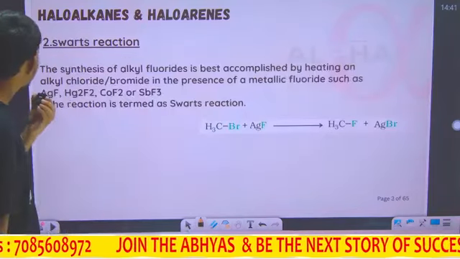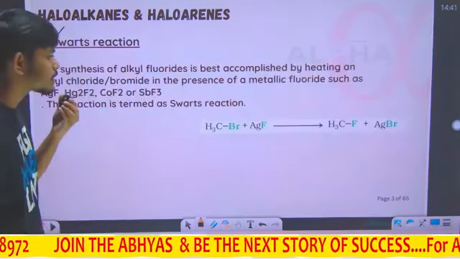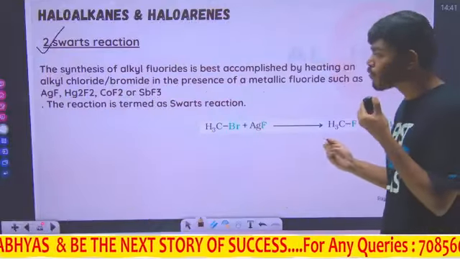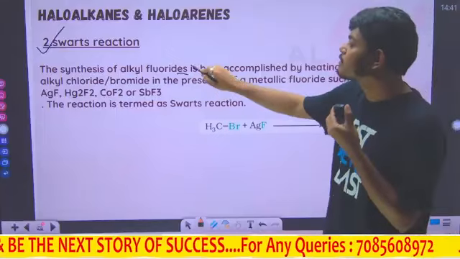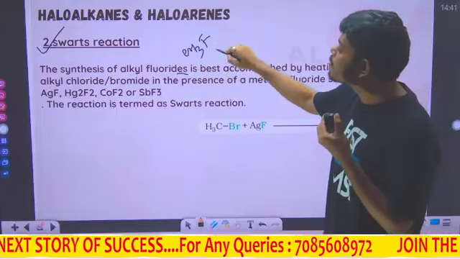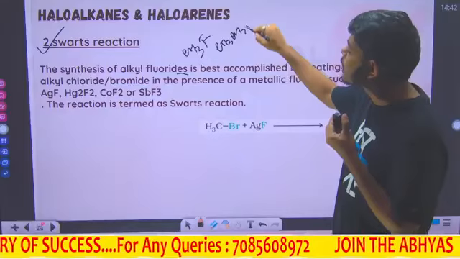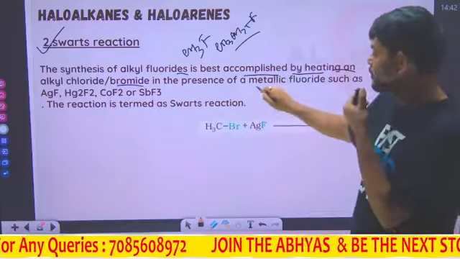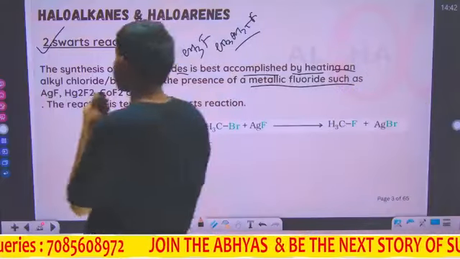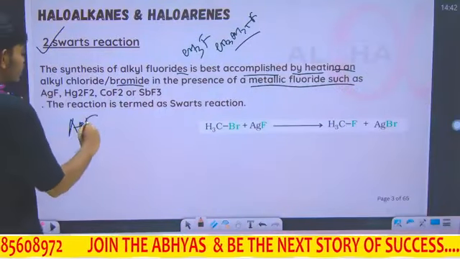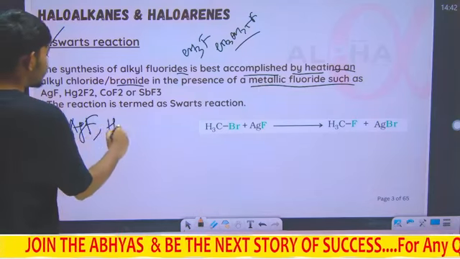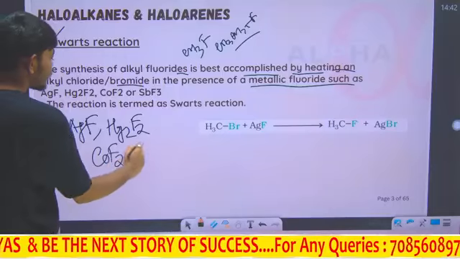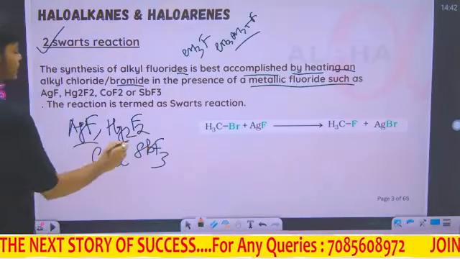Moving on, we have the Swarts reaction, a very important reaction. In the last reaction we added iodine, and here we are going to add fluorine. Synthesis of alkyl fluorides, that is CH3F, CH3CH2F, all these compounds is best accomplished by heating an alkyl chloride or bromide in the presence of a metallic fluoride. Learn these reagents: AgF, Hg2F2, cobalt fluoride, SbF3. These are the reagents.